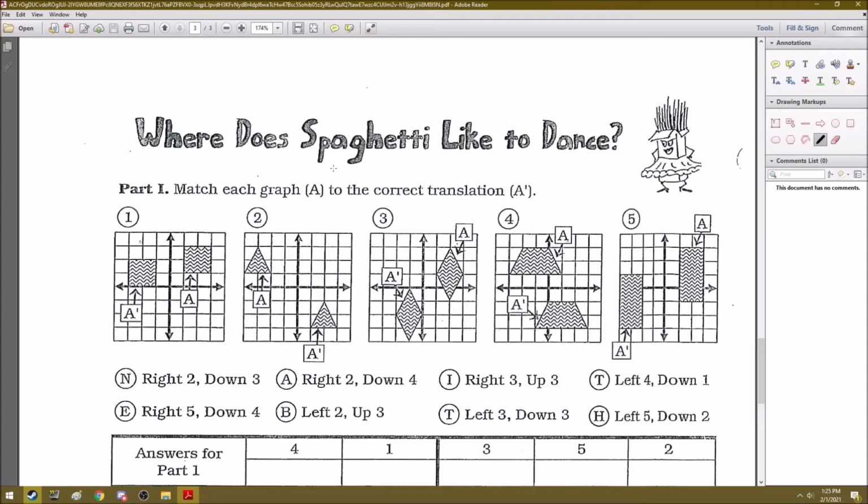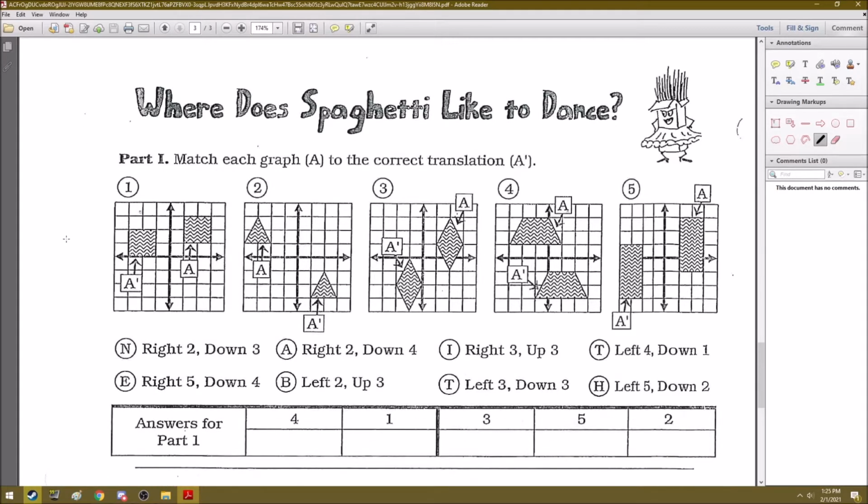This is the Where Does Spaghetti Like to Dance worksheet, and we're just going to go through a few of the problems in each part, just so that you know how to do them, and the rest of the problems can be solved in the same way. So part 1 says match each graph, so these graphs here, to the correct translation.